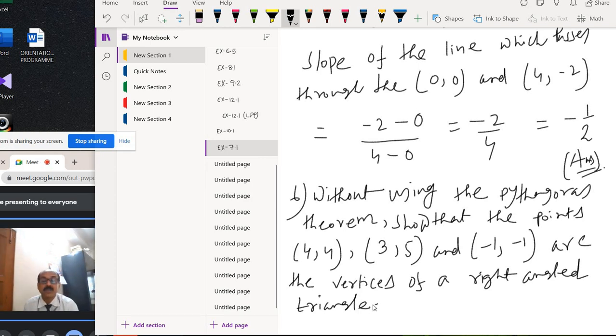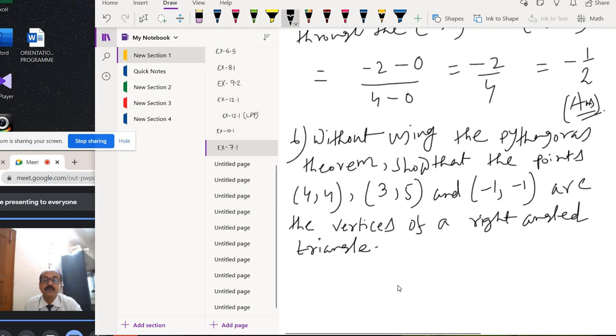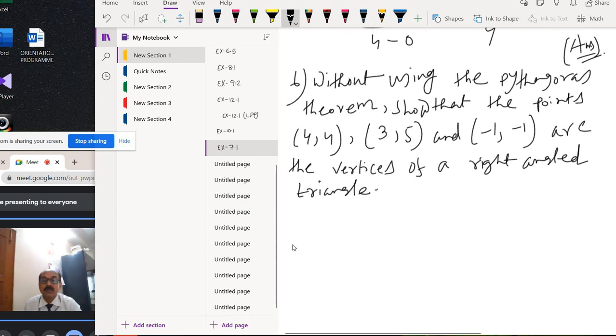Okay, so without using Pythagoras theorem we can use slope. Because a right angle triangle needs one angle to be 90 degrees. So if we prove m1 into m2 equals minus 1, then it will be a right angle triangle by using slope.